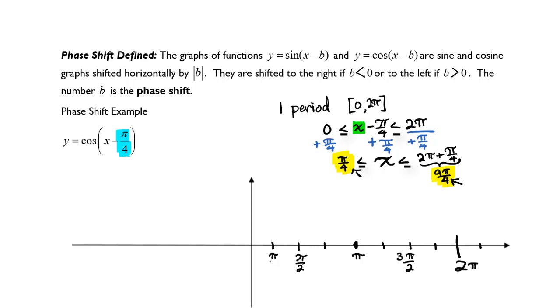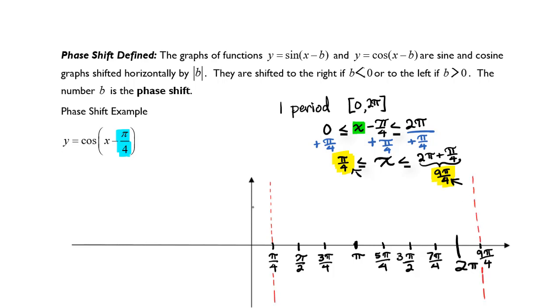Pi over 4, 2 pi over 4, 3 pi over 4, 4 pi over 4, 5 pi over 4, 6 pi over 4, 7 pi over 4, 8 pi over 4, 9 pi over 4. Do you see how I counted the reduced fractions as part of my steps? That's exactly what you need to do to draw in how far your graph has been shifted.